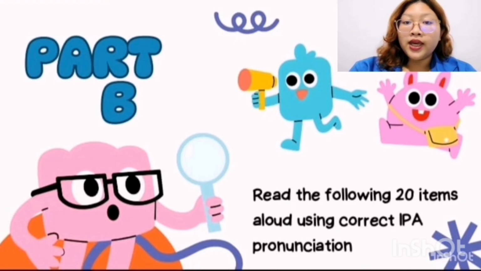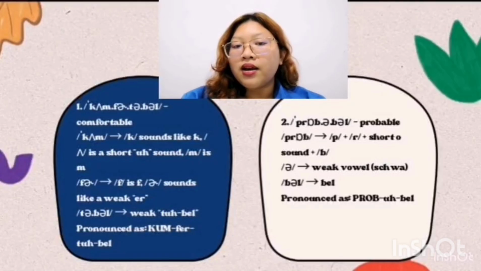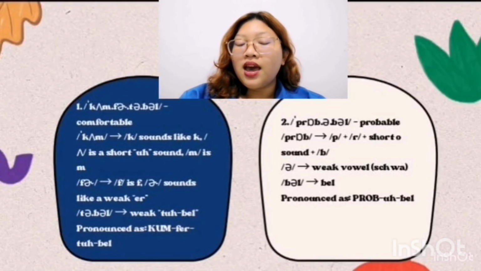Next is Part B. In Part B, read the following 20 items aloud using correct IPA and stress. Weak vowels: probable. The ending "ble" becomes a weak "bul", so the pronunciation is "prob-bul". So we read it as probable.